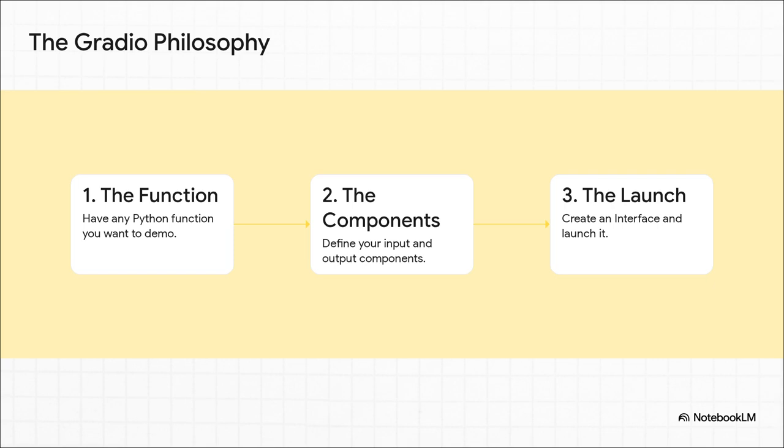The whole philosophy here boils down to these 3 simple steps. 1, you have a Python function. 2, you tell Gradio what goes in and what comes out. And 3, you launch the interface. That's it. That is the entire idea in a nutshell.